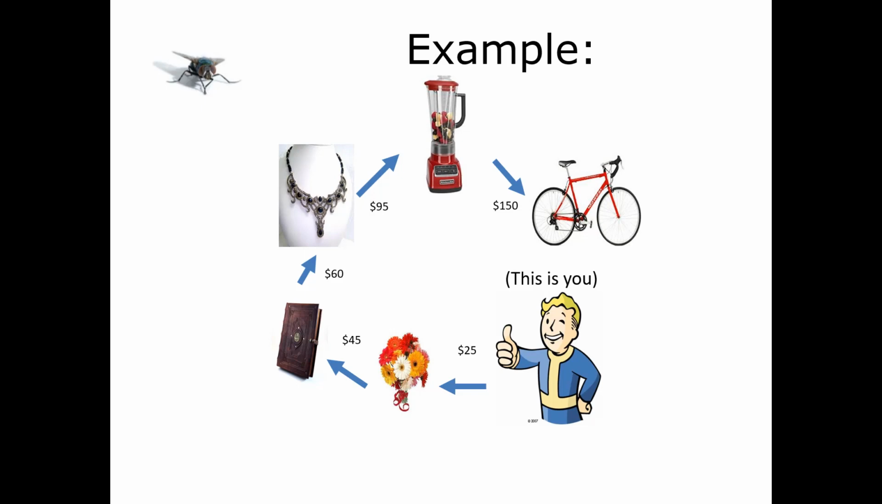Okay, so you want to save up for these things. And let's say you want to save up for them in order. So you want to buy your flowers for your mom, then you're going to buy yourself a notebook, and then a necklace, then a blender, then a bike. Okay, but you need to save up for it, right? Now, you don't have all this money right now. Instead, you have to work for it. So you have to go to a job every day, and you have to save up your money in order to buy these things. Okay?